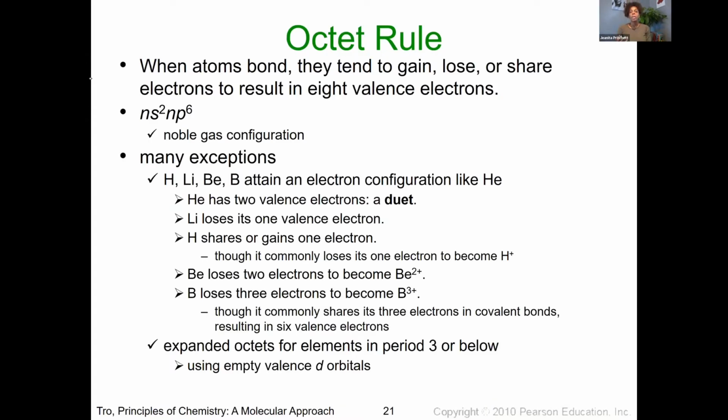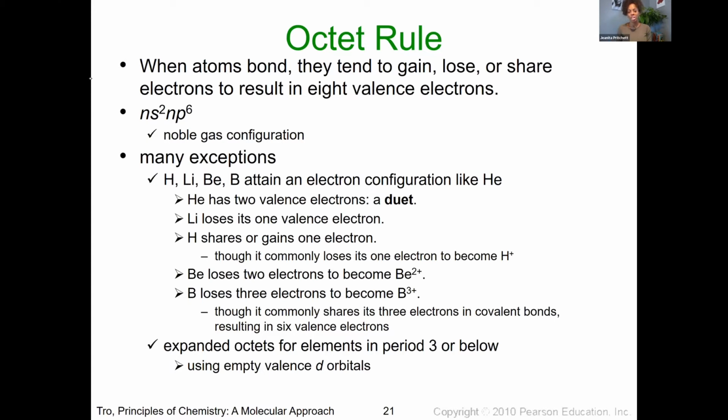Our octet rule basically says that atoms are going to do a multitude of things to obtain this octet. They may gain or lose electrons, or they may ultimately share electrons. But the end result is that they end up with that noble gas configuration with a full s and a full p subshell. Now, there are a few exceptions to these rules, and of course, we'll highlight some of them.